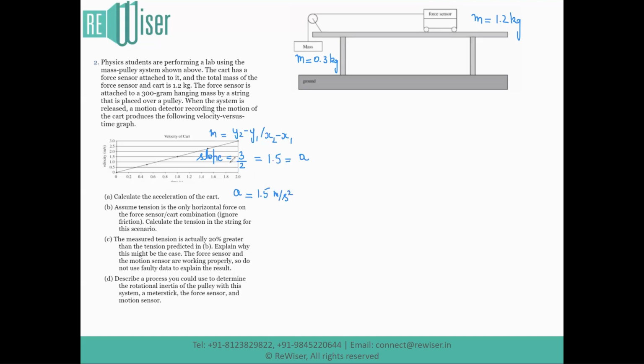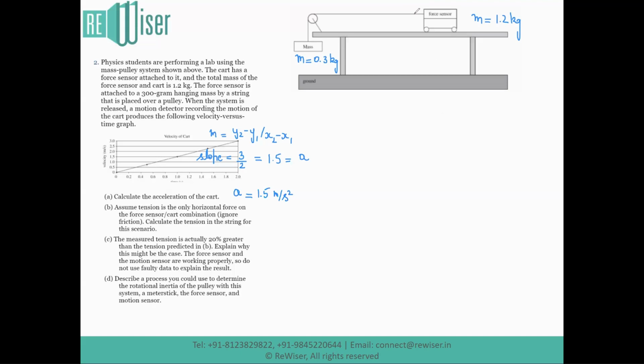So the acceleration of the cart a is equal to 1.5 meter per second squared. This value has been found from the slope of the graph using the slope expression, slope m is equal to y2 minus y1 over x2 minus x1, where x1 comma y1 and x2 comma y2 are points on the line. Moving ahead, assume that tension is the only horizontal force on the force sensor and the cart combination, and ignore friction. Calculate the tension of the string for this scenario.